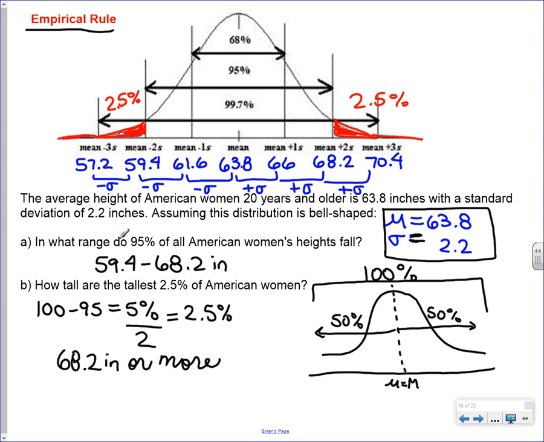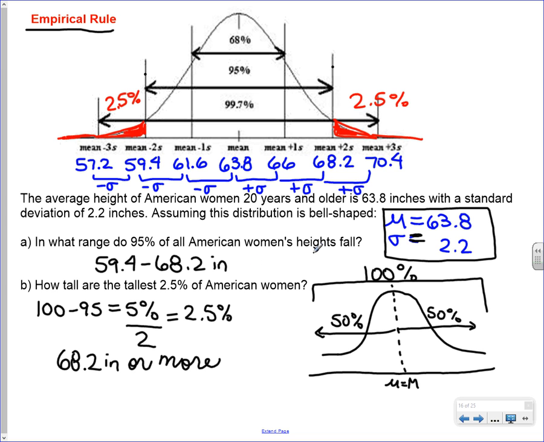So, in what range do 95% of all American women's heights fall? Well, if I've already figured out these numbers using my mean and my standard deviation of 2.2, I go up here and say, 95% is 2 standard deviations away. When I subtracted 2 standard deviations, I got 59.4, so that's the low number. The high number is 68.2. That's when I take the mean and add 2 times the standard deviation. I get 68.2. So 95% of all American women are between 59.4 and 68.2 inches tall.